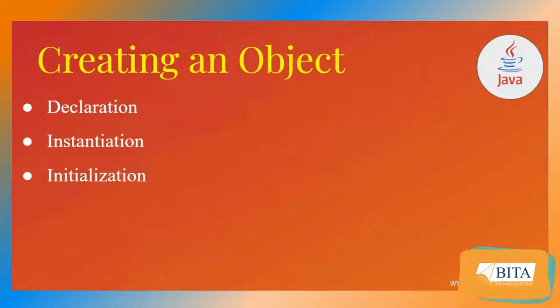First one is declaration, that is nothing but a variable declared with a variable name and an object type. Next one is instantiation, which is nothing but the new keyword. It is used to create the object. Finally, initialization is the new keyword followed by a call to a constructor, so that it will initialize the new object. So this is the method to create an object.